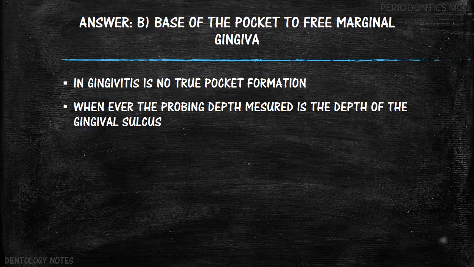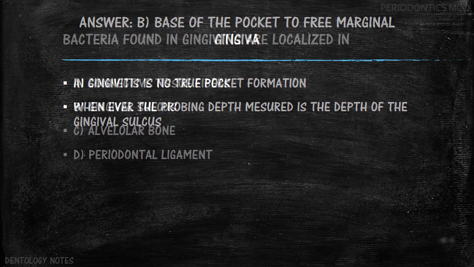Answer: B. Base of the pocket to free marginal gingiva. In gingivitis there is no true pocket formation, whenever the probing depth measured is the depth of the gingival sulcus.